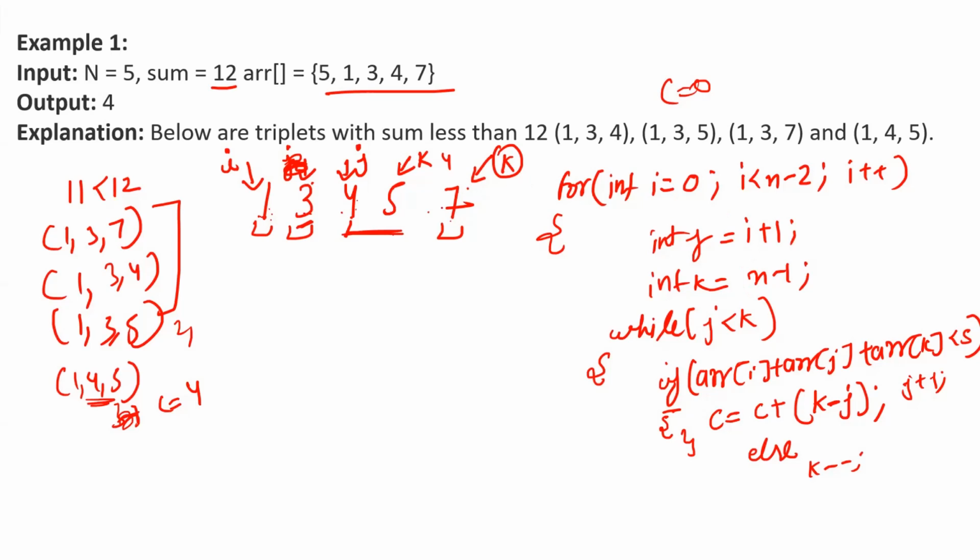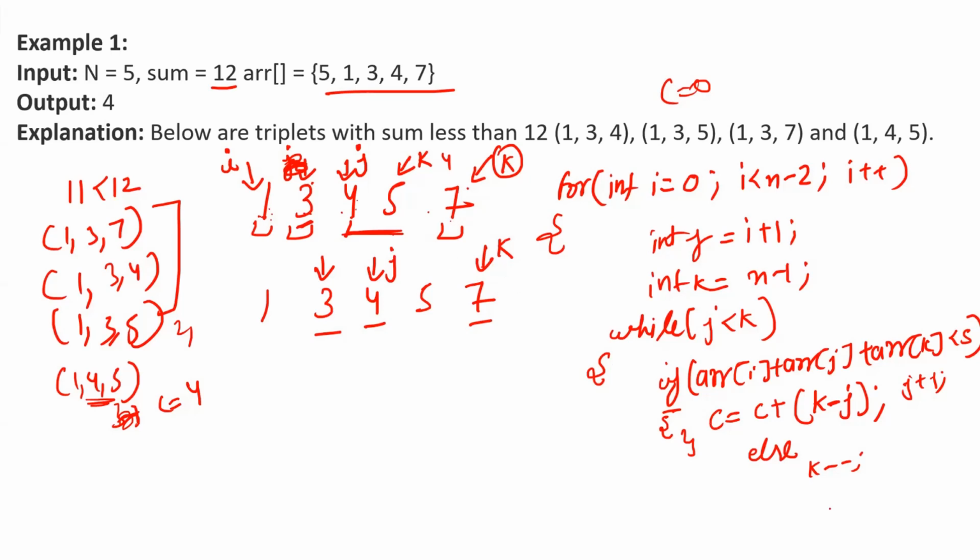Now, the i value will be incremented. So let me write it here: 1, 3, 4, 5, 7. So i will be incremented, and i is pointing to this one now. j is one step ahead of i, and k is at the last. Now we'll be considering this pair. So 3 plus 4 is 7, 7 plus 7 is 14. Again, this is not meeting the criteria that we have.